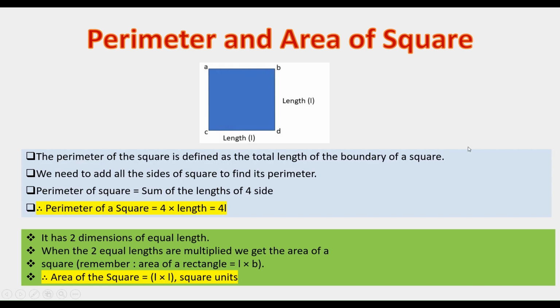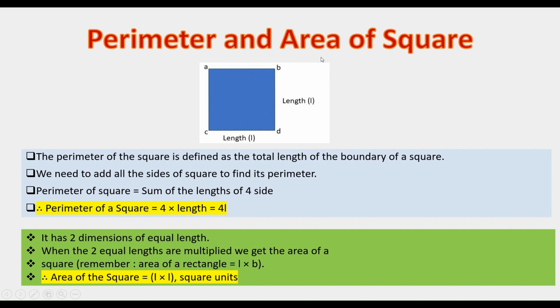Now let's see the perimeter and area of a square. The perimeter of a square is nothing but the total length of the boundary of a square. See, this is the total length of the boundary of a square. It has four sides: 1, 2, 3, and 4. The total length of the boundary of a square is nothing but the perimeter of a square. We need to add all the sides of a square. The perimeter of a square is the sum of the length of four sides, that is 4 into length, equal to 4L. This is the perimeter of a square.